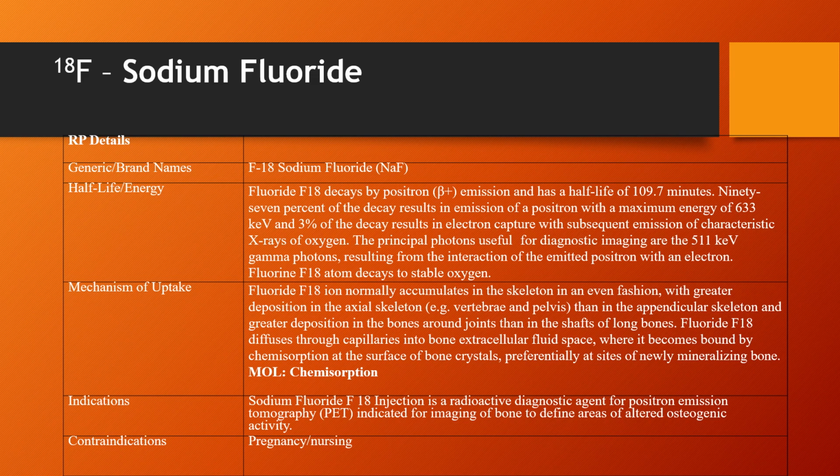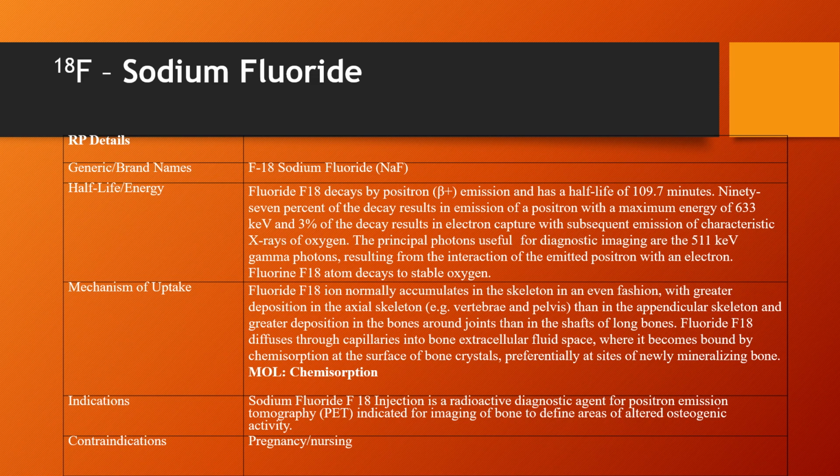Some of the details of the radiopharmaceutical. It is tagged to F18, so it decays by positron emission with a half-life of 109.7 minutes, roughly 110 minutes. 97% of the decay results in emission of a positron with the energy of 633 keV, and 3% of the decay results in electron capture. It's pretty typical for all fluorine. And then you have the 511 keV annihilation photons, which are actually what we image.